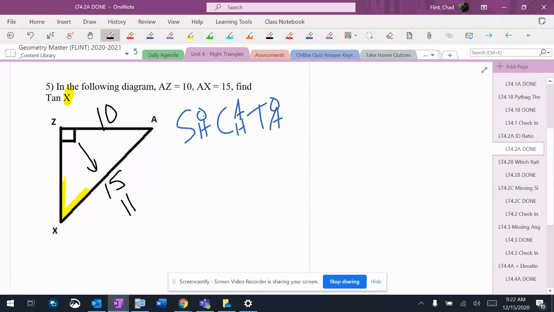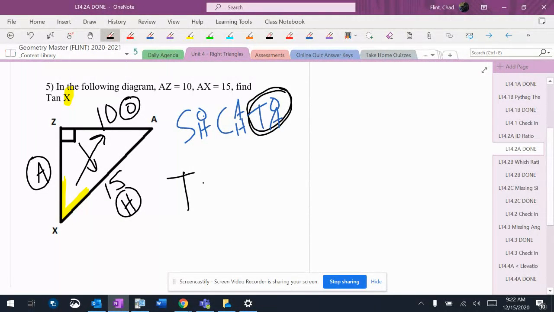Let's label the sides: hypotenuse, opposite, adjacent. And it wants tangent. Tangent's opposite over adjacent. So tangent of x is equal to opposite, which is 10, over adjacent, which I don't know. So that means I'm going to have to find the adjacent. If I think about this for a minute, I know two of the sides and I want the third side. That's a Pythagorean theorem problem.